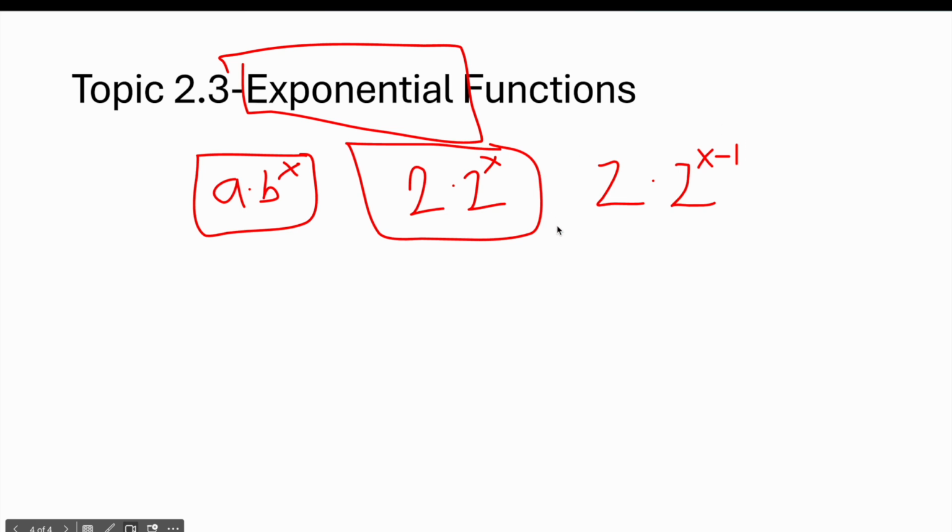Well, this is technically transforming this function into this, which you may need to graph on the test. So what does this x minus 1 technically mean? This negative 1 is just translating the graph of 2.